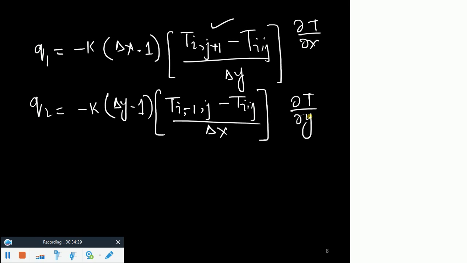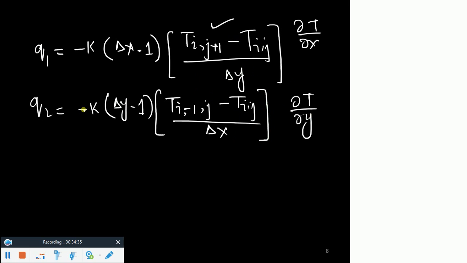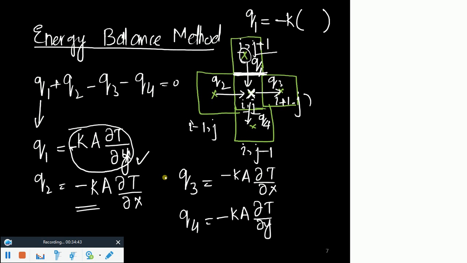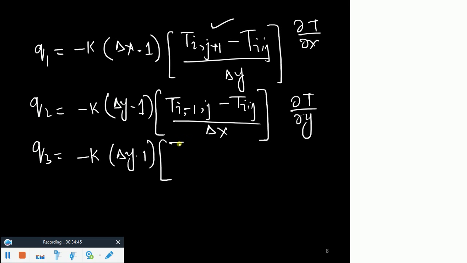Okay, that Taylor series. Okay, so now let's say similarly I can write down this Q3 term, Q dot 3 term as minus K delta y into 1, because it is going out. So I would say this is Ti comma j minus Ti plus 1 comma j over delta x.